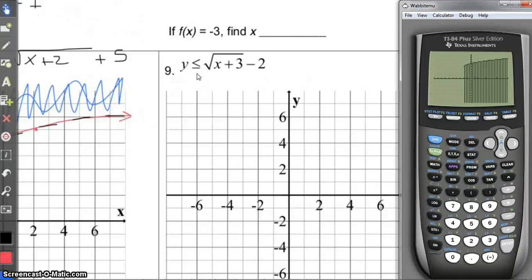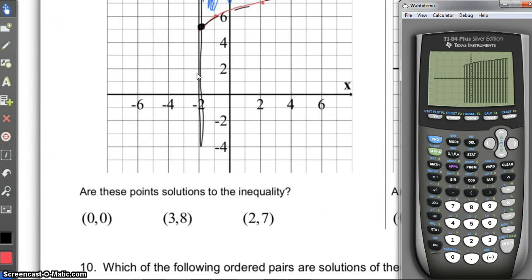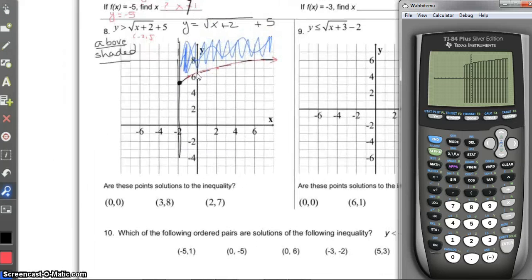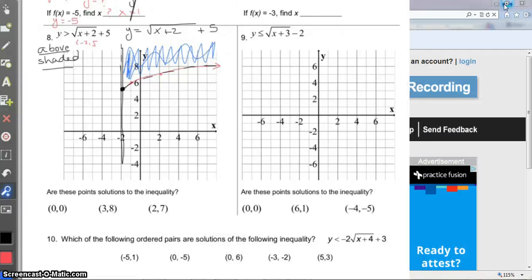Now let's continue. There's a continuation to number 8. Now they're asking, are these points solutions to the inequality? So what you can do is graph it, like 0, 0 is over here. As you can see, it's not part of the shaded region, so no, it's not a solution of the inequality.